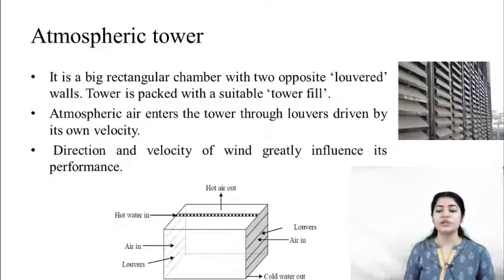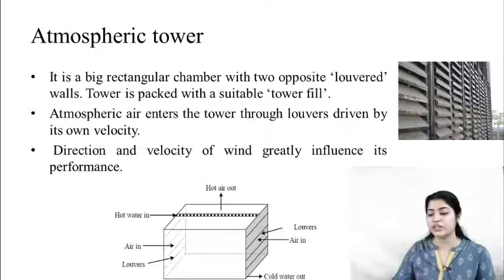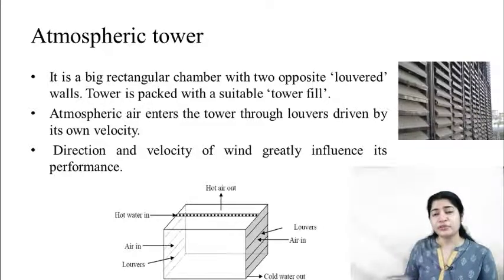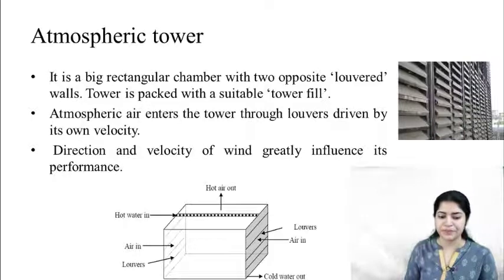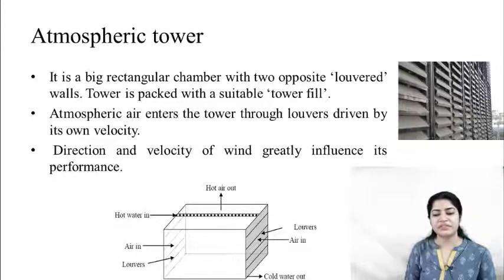Now what is the atmospheric tower? It is a big rectangular chamber with two opposite louvered walls. You can see in the right side image what a louvered wall is. The tower is packed with suitable tower fill. Here the use of the fill is what? It provides good contact between air and water, right? Now atmospheric air enters through the louvers, driven by its own velocity. Wind direction and velocity greatly influence its performance.